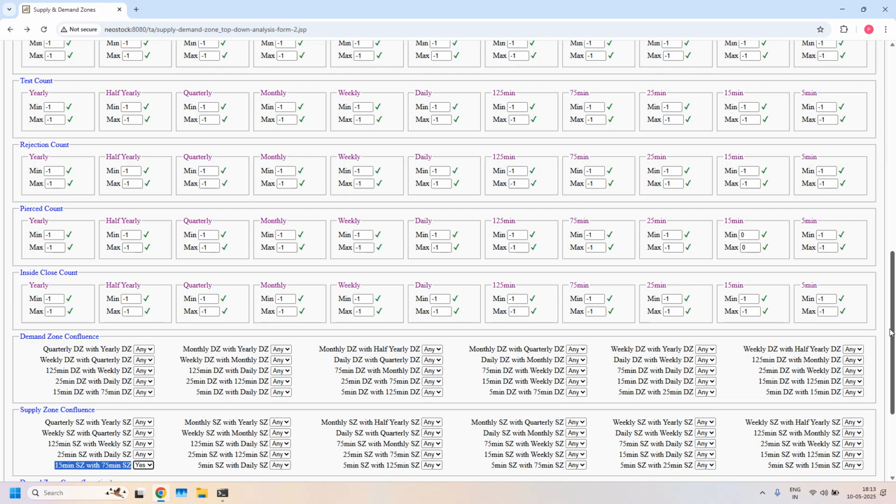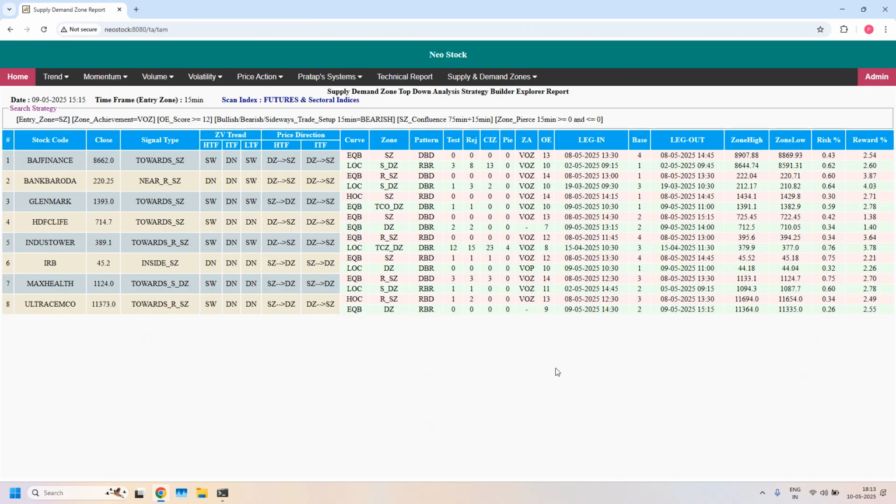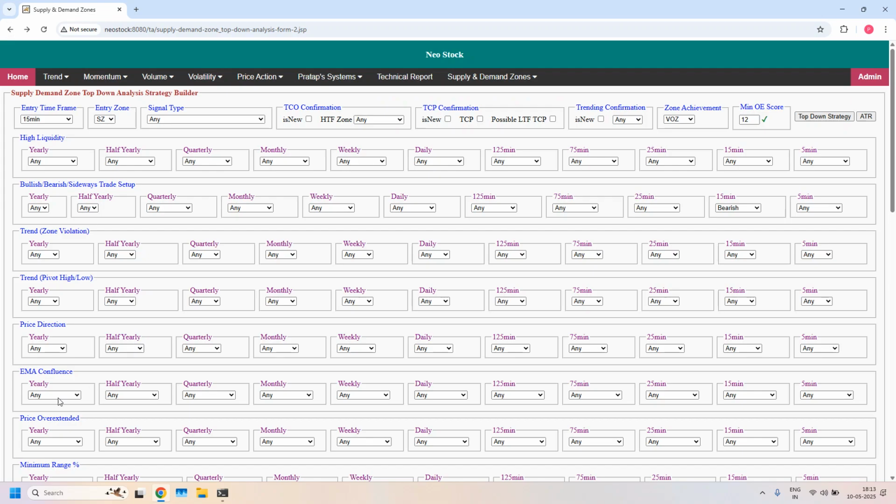By enabling the filter, out of 10 stocks, we got 8 stocks. In all these 8, these 15 minute supply zones are overlapped with 75 minute supply zone. That is what you are seeing here. And 75 minutes trend is down in all the stocks. So let's verify if any of the 75 minute supply zones are having daily EMA confluence.